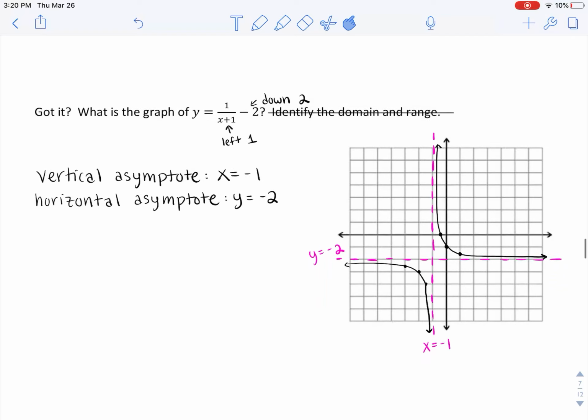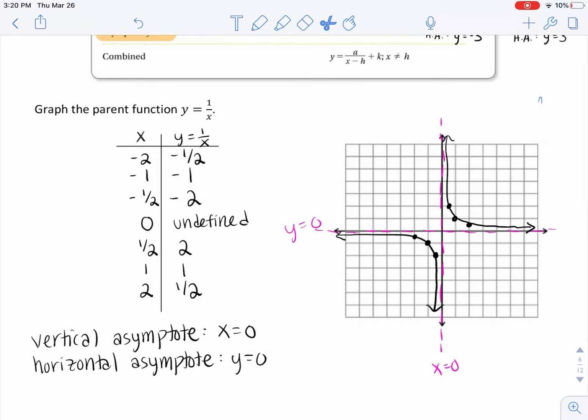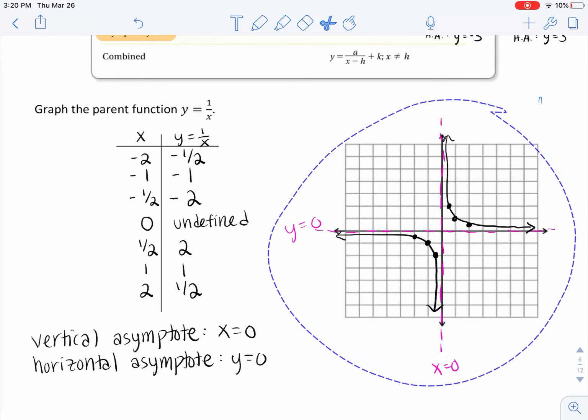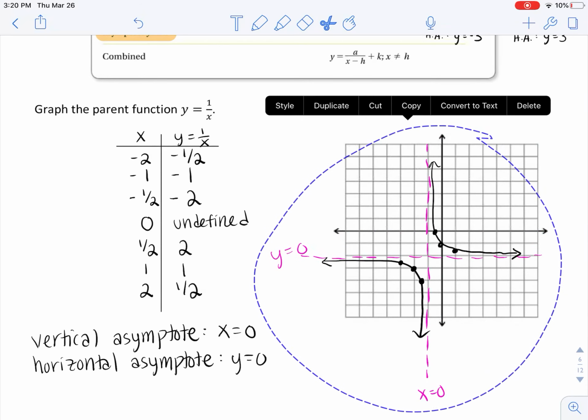Alright, so let's go ahead and go through this one. Your vertical asymptote is going to be x equals -1. Your horizontal asymptote is y equals -2. So I drew those in pink. And then if you want to do a translation, you would go back to the parent function y equals 1 over x and move it left 1 and down 2. Well, I can show you that right now. So if I wanted to take this parent function on the previous screen, we can move it left 1 and down 2, and we end up at the graph for the got it.